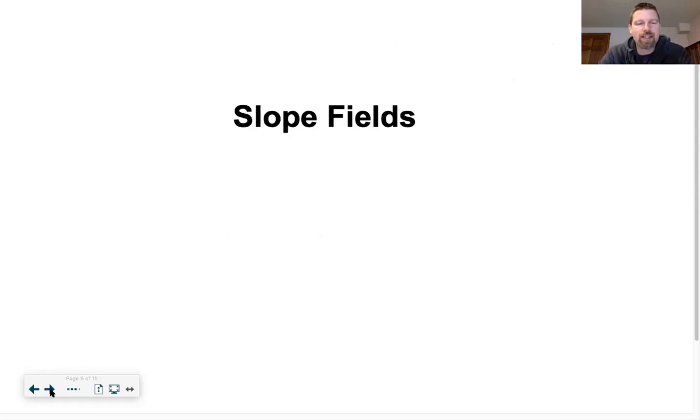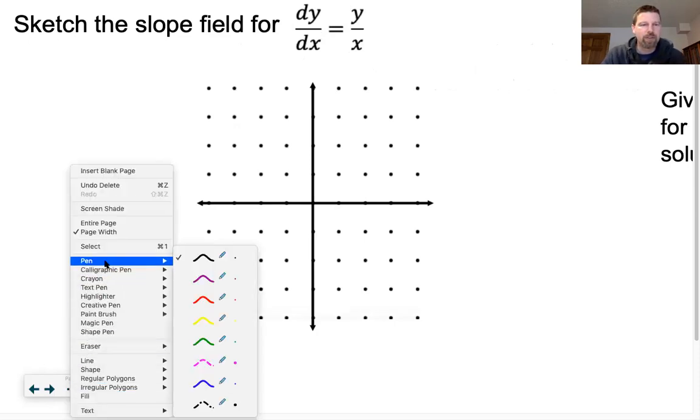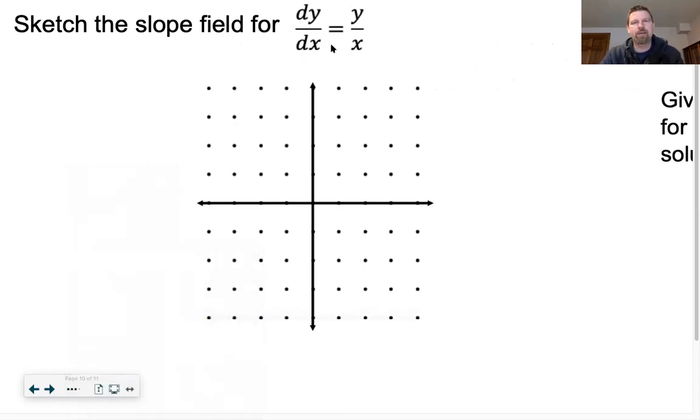Slope fields is the last one. So with slope fields, we know slope fields look something like this. They give you a differential equation and they might ask you to sketch a slope field. So for an example for this one, I want to find slopes of all these points. There's a lot of points I've got to sketch. I made my work hard for myself.